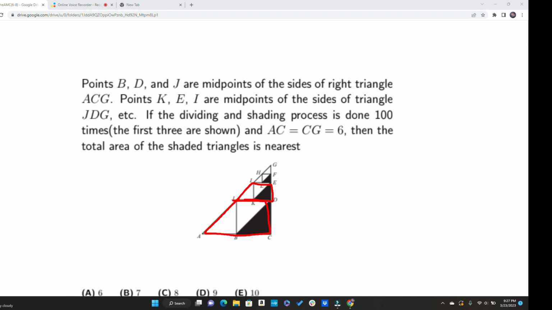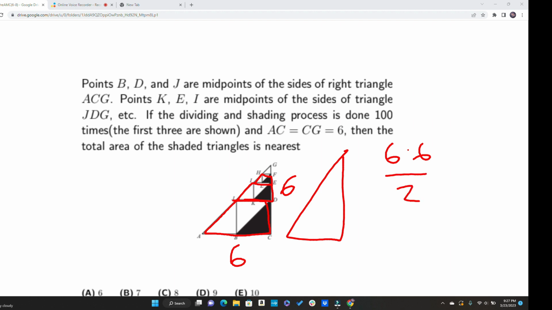So what that's showing us is that the shaded region is only taking up about 1/3 of each of those trapezoid regions. And since the trapezoid regions make up the entirety of the large triangle, the shaded region is going to take up 1/3 of the entire area of the large triangle, right? Okay, so what's the area of the large triangle? We know it's got base and height 6, so its area is 6 times 6 divided by 2, which is 18. So 1/3 of that, 18 divided by 3 is 6, and that is our answer.